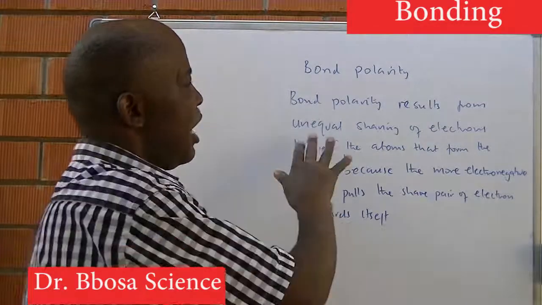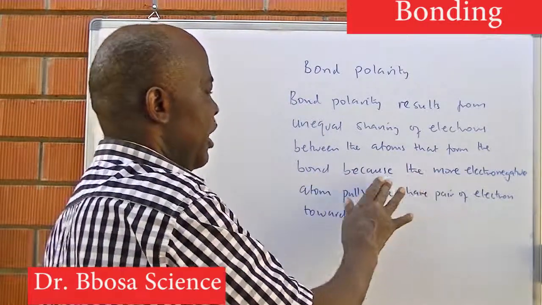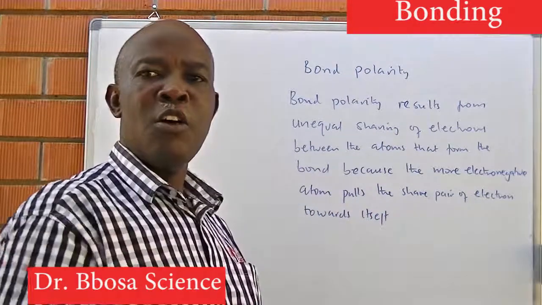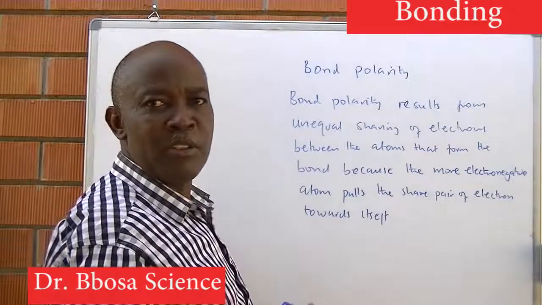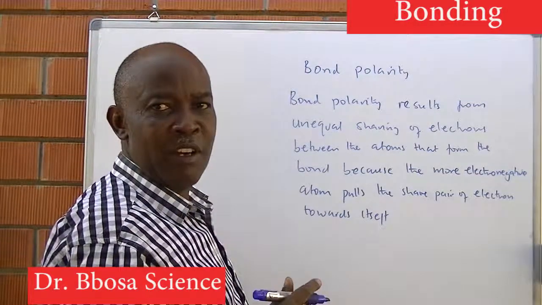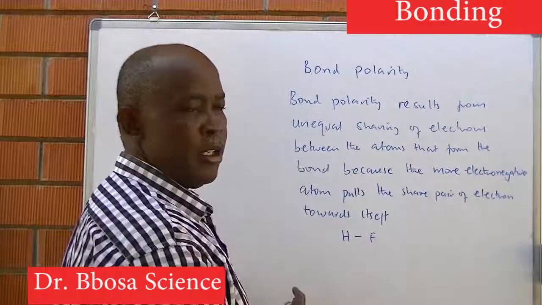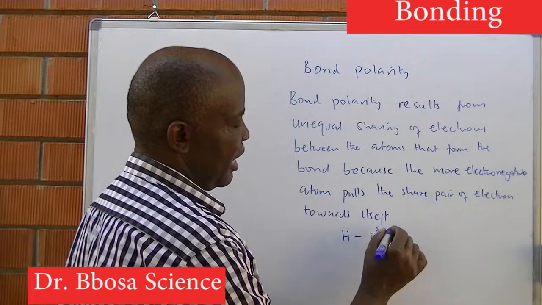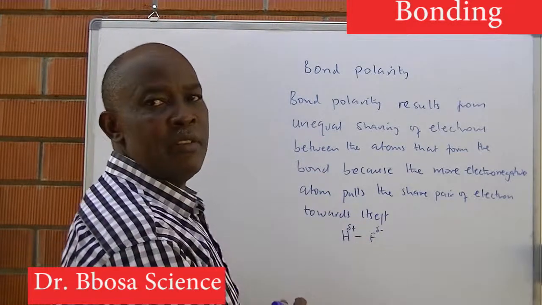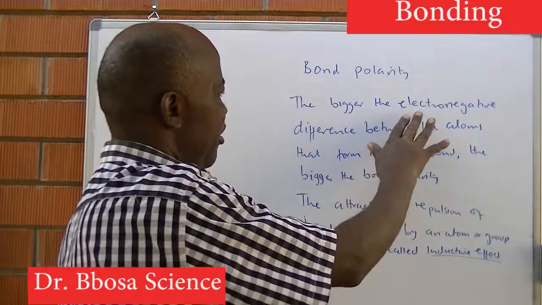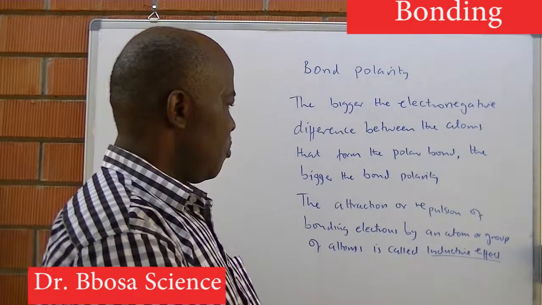Bond polarity results from unequal sharing of electrons between atoms that form the bond, because the more electronegative atom pulls the shared pair of electrons towards itself. The more electronegative atom acquires a partial negative charge, the less electronegative atom acquires a partial positive charge. For example, when hydrogen bonds with fluorine, the more electronegative fluorine will acquire a partial negative charge, then hydrogen, a less electronegative atom, will acquire a partial positive charge. The bigger the electronegativity difference between the atoms that form the polar bond, the bigger the bond polarity.